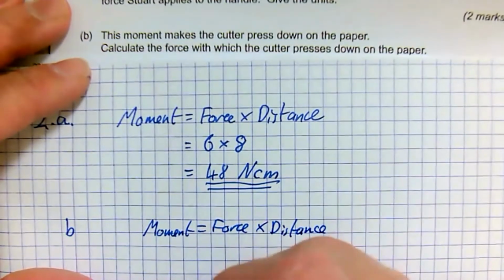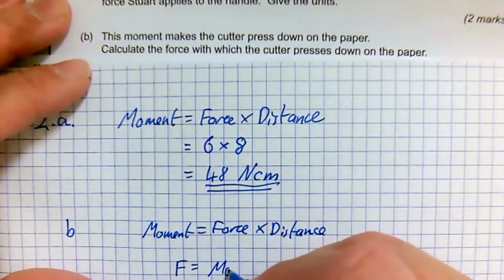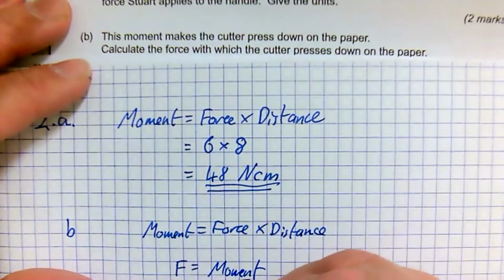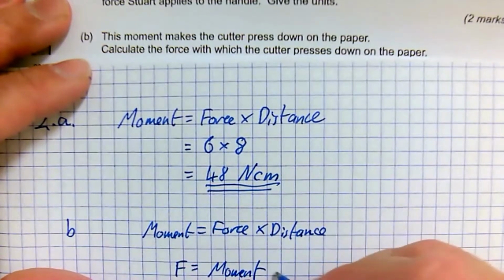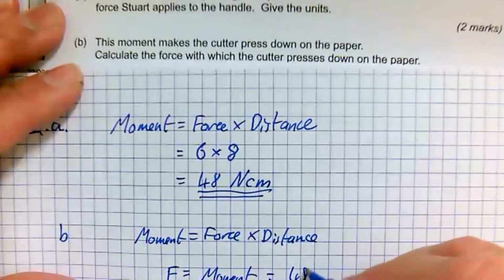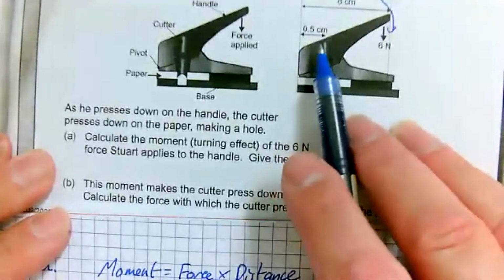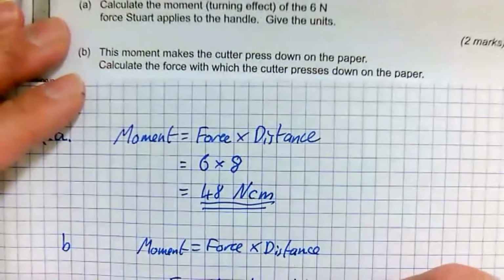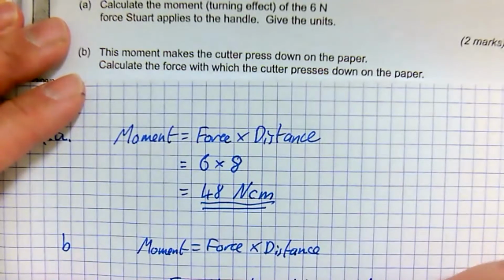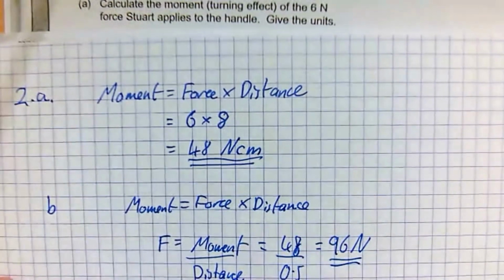We want to calculate the force, so we rearrange this. Force is going to be moment over distance. The moment we calculated before was 48 Newton centimeters, and because we kept it in centimeters, the distance is 0.5. So 48 divided by 0.5 gives you 96 newtons as your answer there.